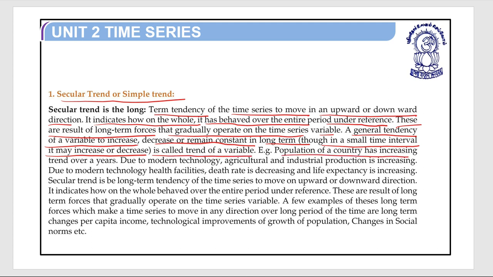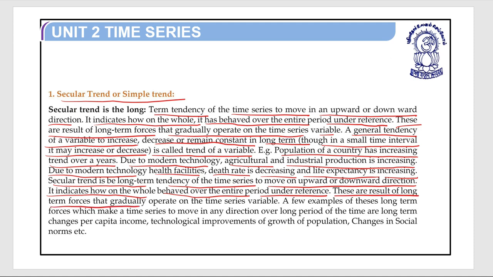Example, the population of a country has an increasing trend over the years. Due to modern technology, agricultural and industrial production is increasing. Due to modern technology and health facilities, the death rate is decreasing and life expectancy is increasing. Secular trend is the long-term tendency of the time series to move in an upward or downward direction, indicating how it has behaved over the entire period. These are the result of long-term forces that gradually operate on the time series variable.